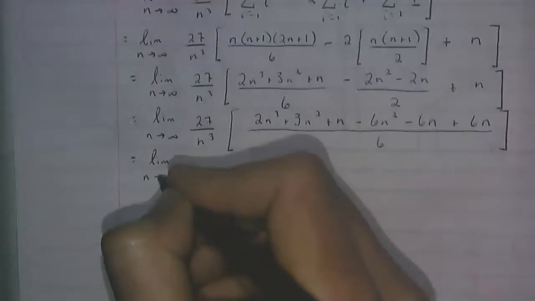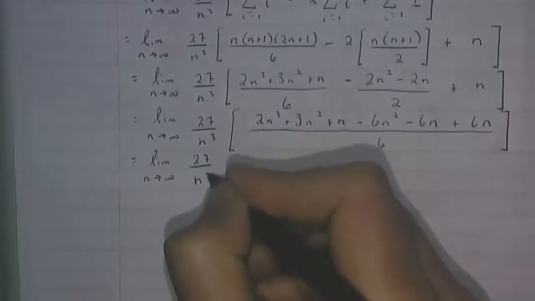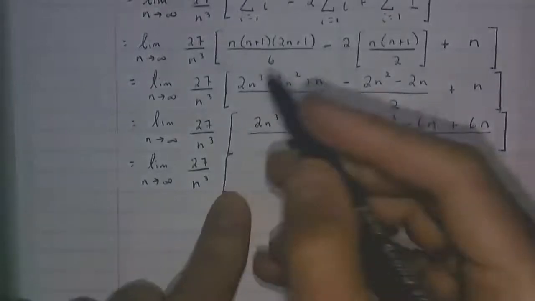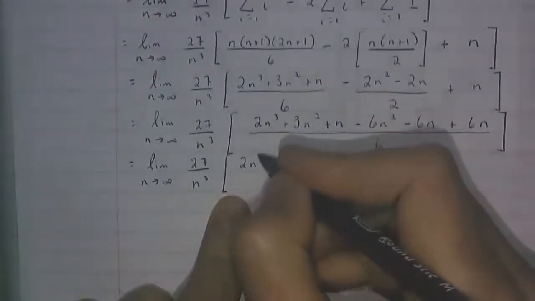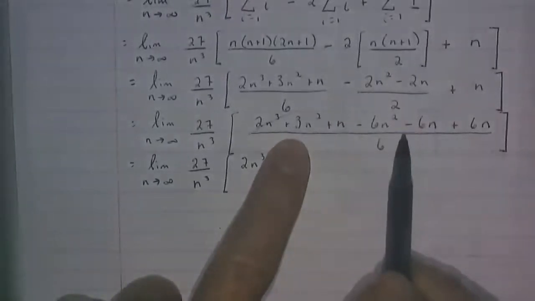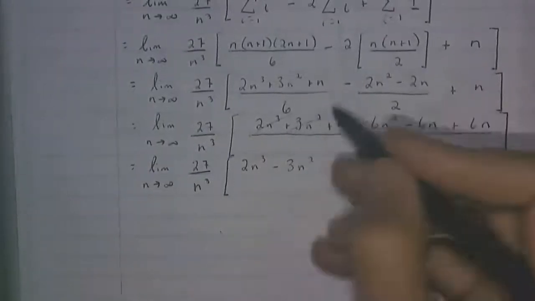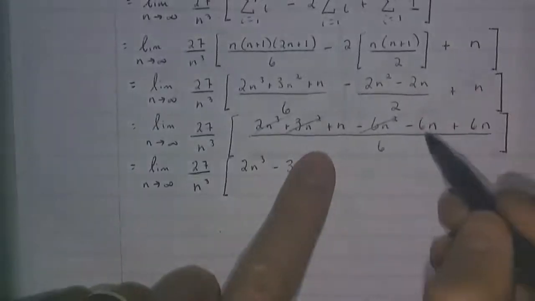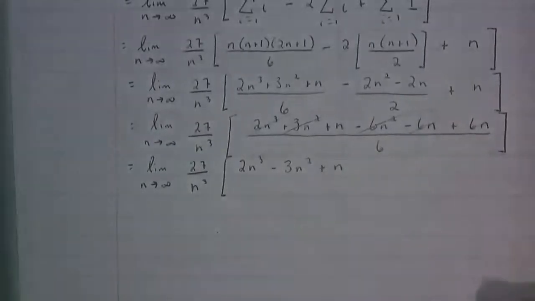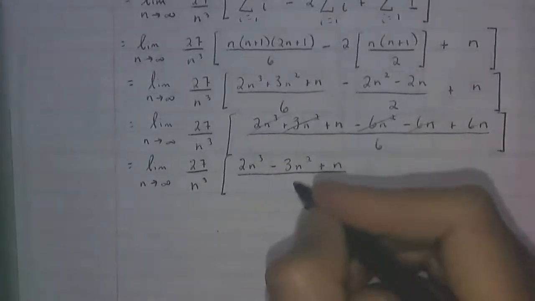Still not quite ready to hit it with the limit yet, but we're getting there. The end is in sight. So let's clean up this quotient. We've got 2n cubed. My n squared terms combine into negative 3n squared. And that's kind of nice. Those go away, and I have an n left. Does that really work out? Sure, why not? All divided by 6.